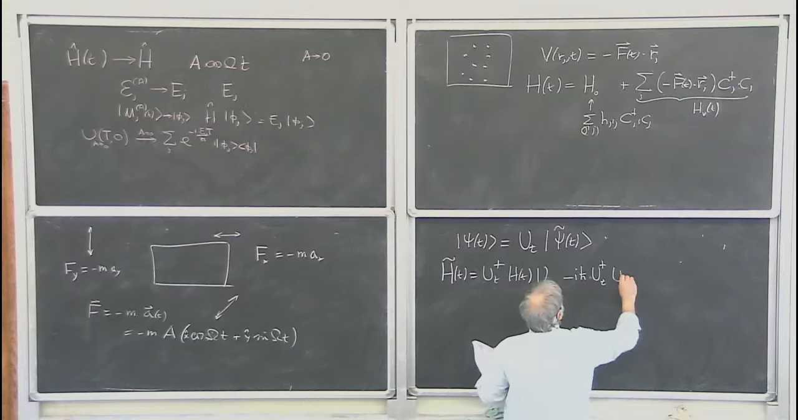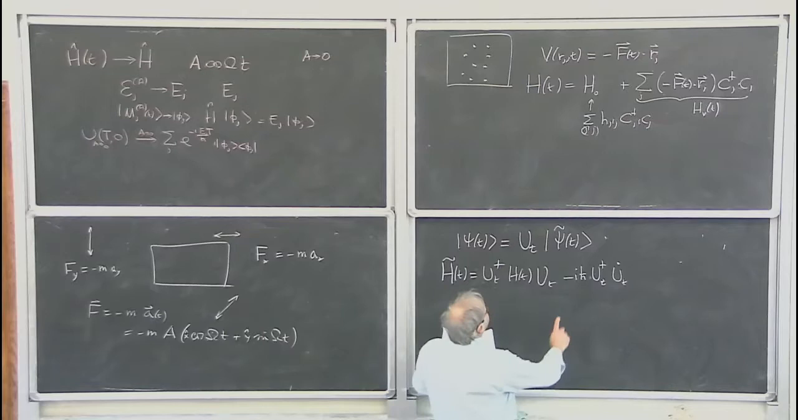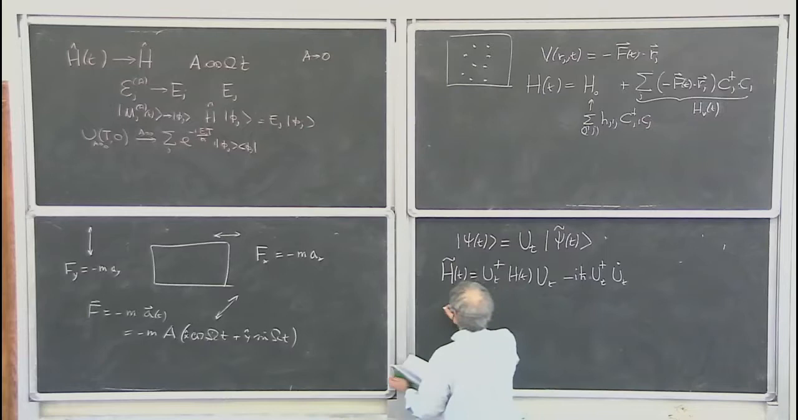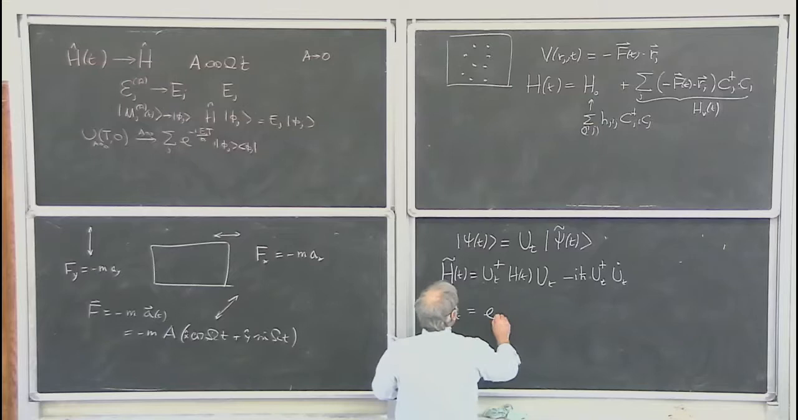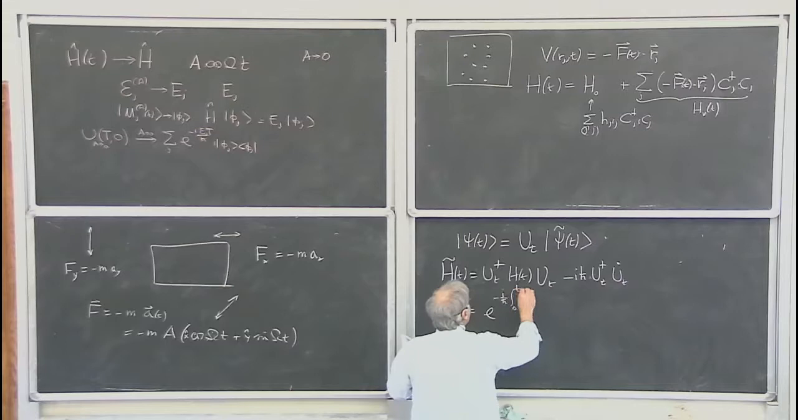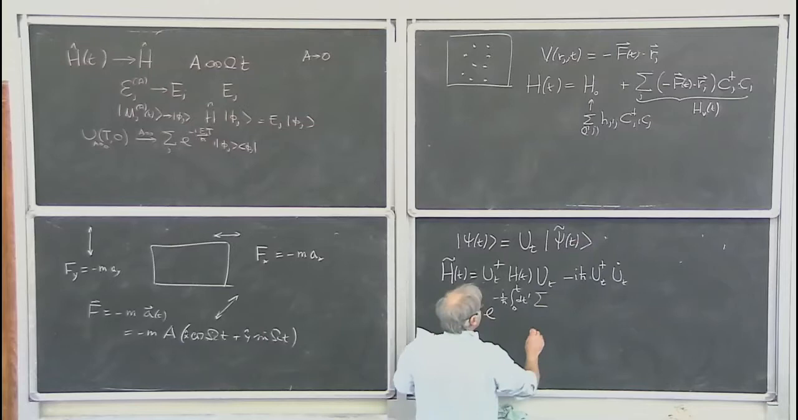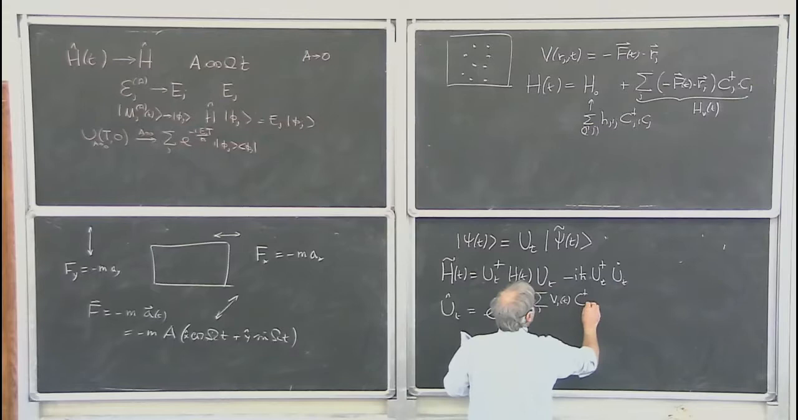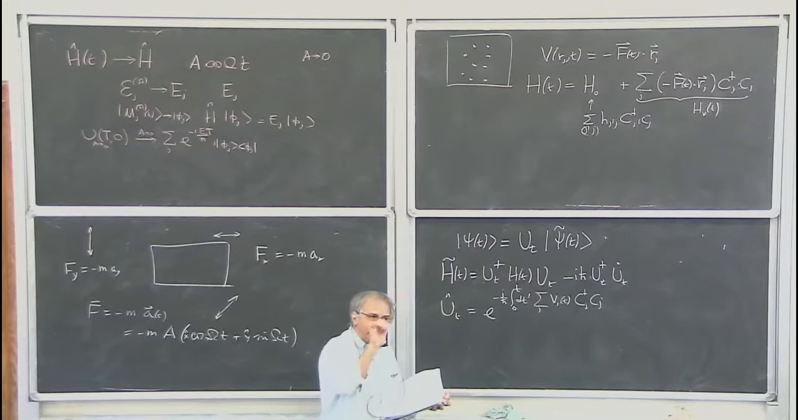Now I want to eliminate the scalar potential. Let me try such an object, U of t equal to e to the minus i over h-bar, the integral of this H_V Hamiltonian, so the sum over j of V_j of t times c†_j c_j. So on each site, I give an extra phase to the orbital. And I do this integral.